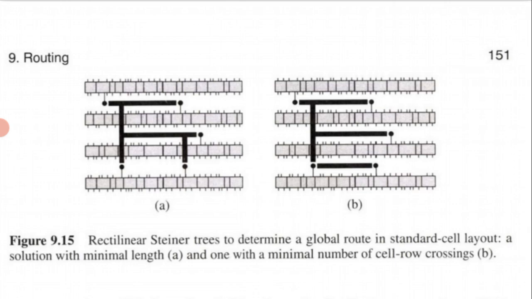Here, the vertical segments that cross the rows of the standard cell can be realized by simply using a wiring layer that is not used by the standard cell, or by making use of a feed through cell.